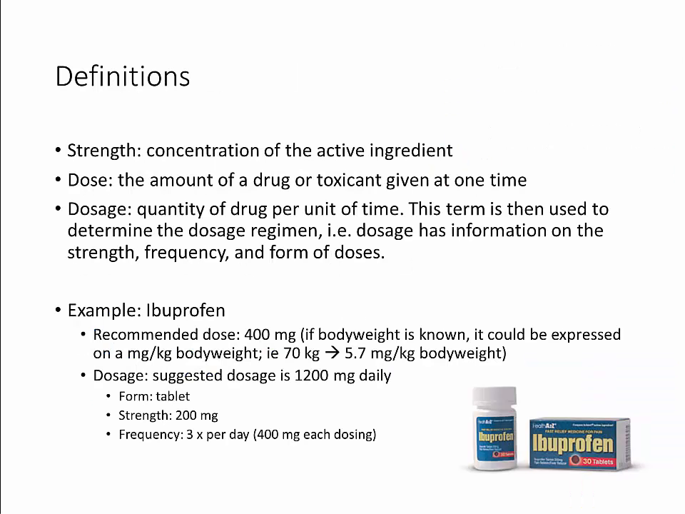Here are a few commonly used terms that I would like to introduce at this time: strength, dose, and dosage. Strength refers to the concentration of the active ingredient. Dose is the amount of a drug or toxicant given at one time. Dosage implies duration. Thus, dosage is the quantity of drug per unit of time.